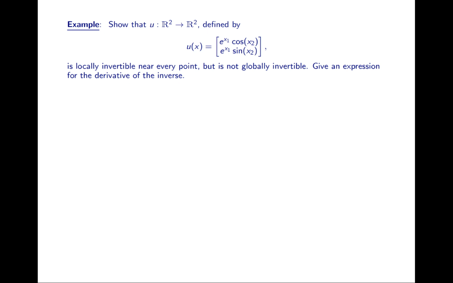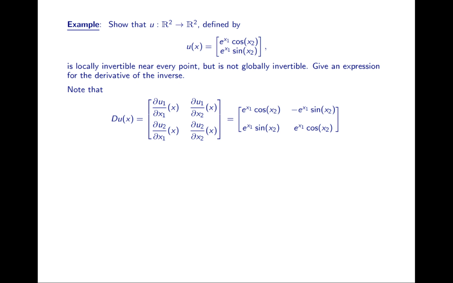Well, it's clear that I can take as many derivatives in any direction I want, so it's clear that u is class C infinity. Right, I can get the derivative by computing this Jacobian matrix. I'll get e to the x1 times cosine of x2, negative e to the x1 times sine of x2, e to the x1 times sine of x2, e to the x1 times cosine of x2. And the determinant of this matrix, in other words, I want to know, is this invertible? The determinant is e to the 2x1 times cosine squared plus sine squared of x2.